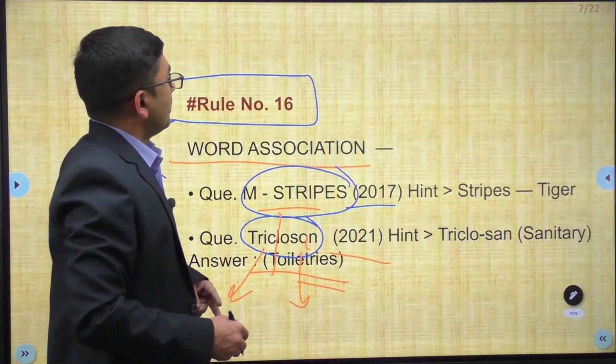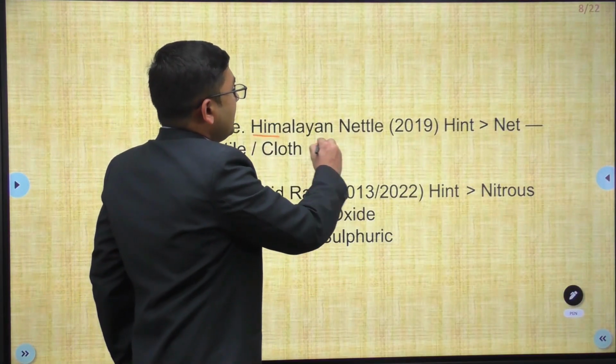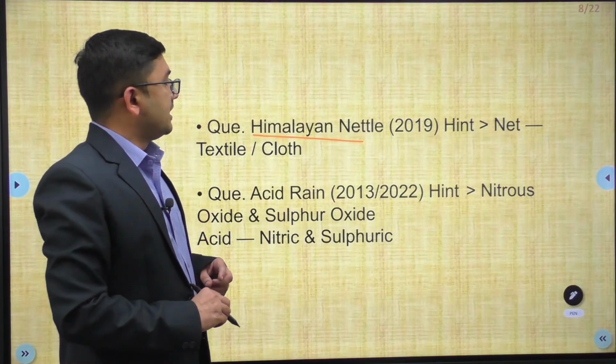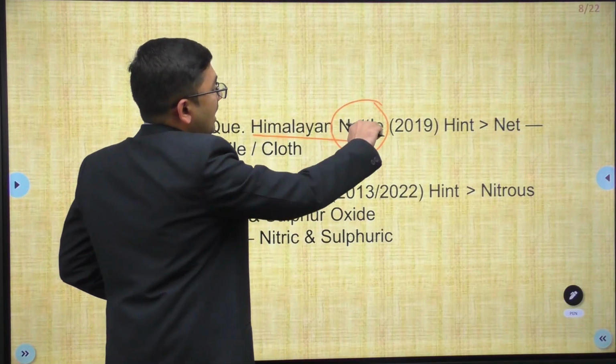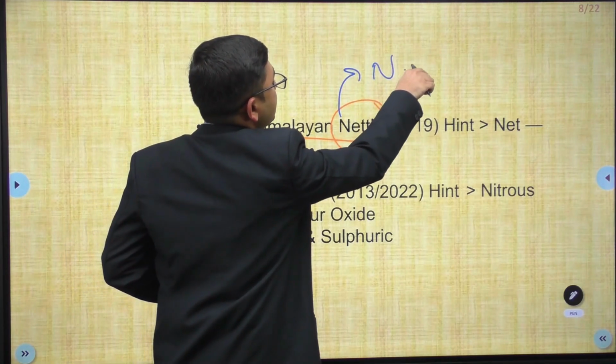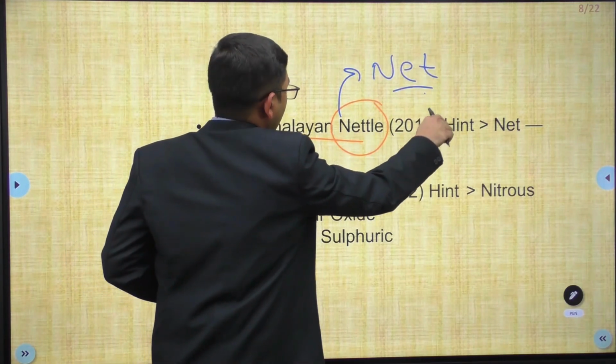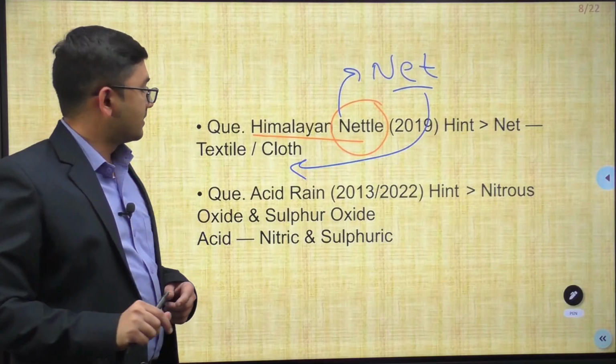One more thing. Come here. Himalayan Nittal. This was asked in 2019. If you go with word association, Himalayan means something related to the Himalayas, and nittal means net, net means fabric, cloth, something. So we will directly come to your answers.